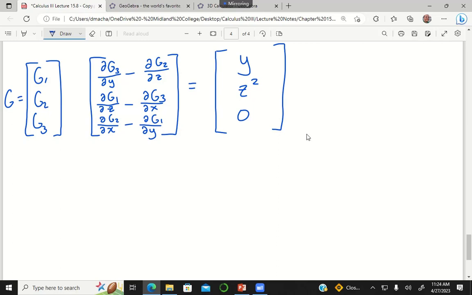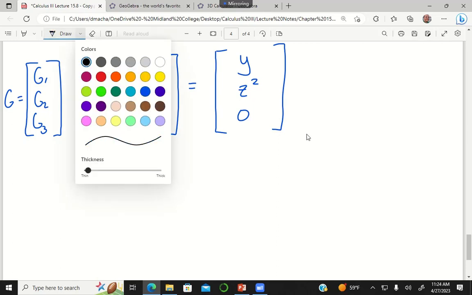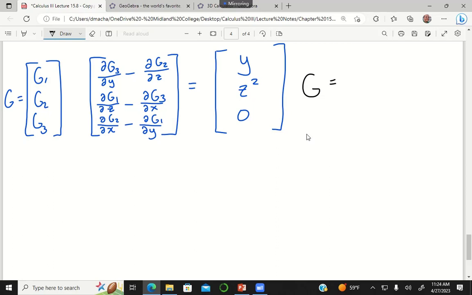We want the curl of g to be equal to y, z squared, and 0, but we don't know what g is. So what we'll have to do is start taking a guess for the entries of g. Just take a wild guess, and then we check and make sure it works. And if it doesn't work, then we revise our guess. So I want the first entry to be a y, and I'm looking at the partial of the third entry with respect to y. And so let's try to make the third entry y squared over 2.